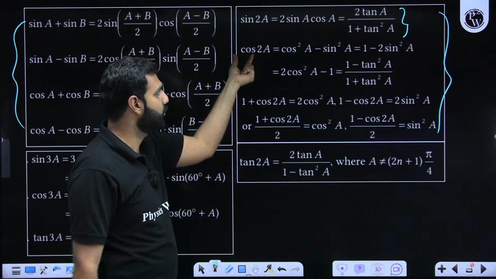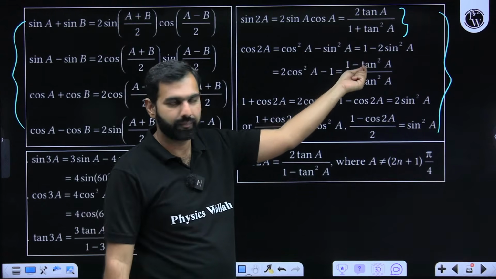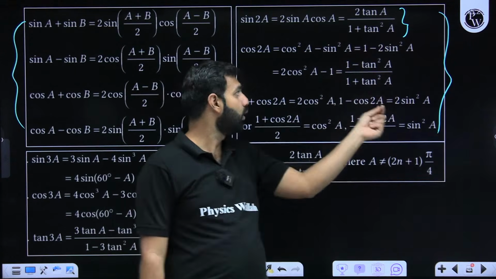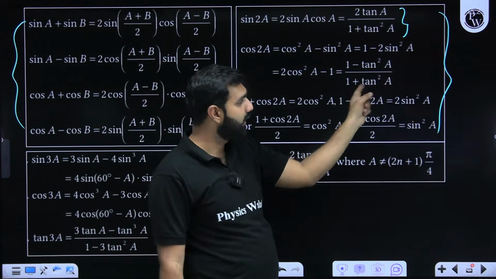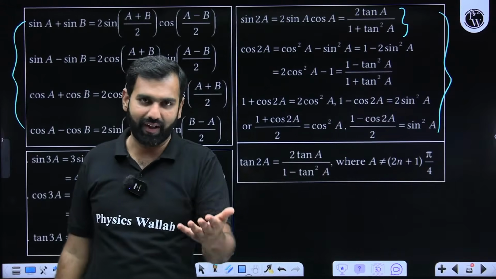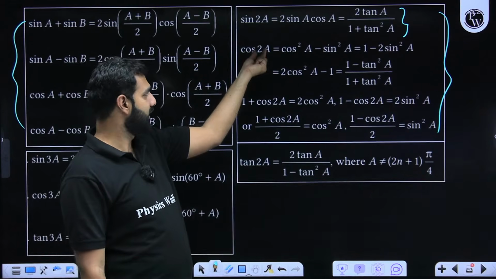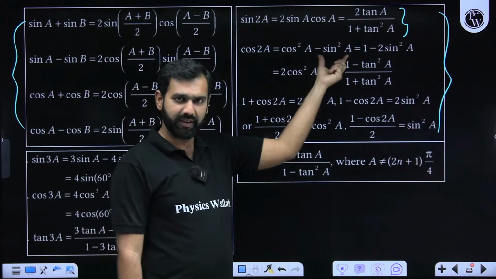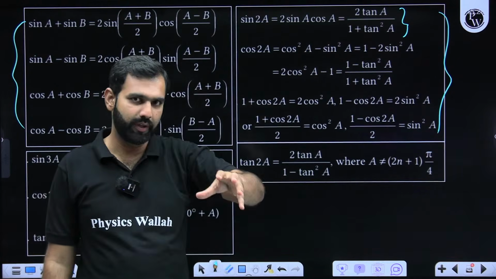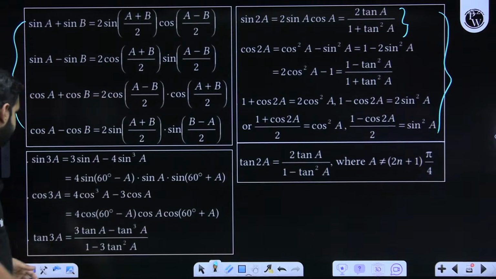For example, cos 2a is cos square theta minus sin square theta, or 1 minus 2 sin square theta, or 2 cos square theta minus 1, or the third version is (1 minus tan square theta) upon (1 plus tan square theta). And of course, half angle formula means what? You replace 2a by a. So it becomes cos a, then it becomes cos square a by 2 minus sin square a by 2. I hope you're understanding this. So this is how I remember them.